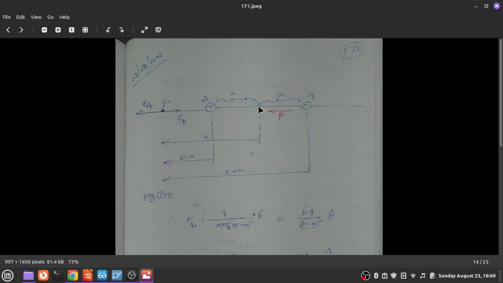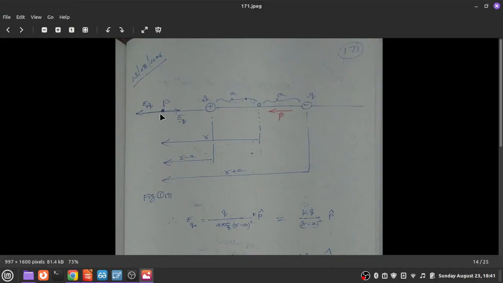Similarly, the distance from point O to the negative charge, minus Q, is A. So the total distance from the negative charge to the positive charge is 2A. Along the dipole axis, a point P is shown here. At point P, the positive charge will produce an electric field along this direction. Similarly, at point P, the negative charge will produce an electric field along this direction. So the total electric field at this point is E plus Q minus E minus Q.